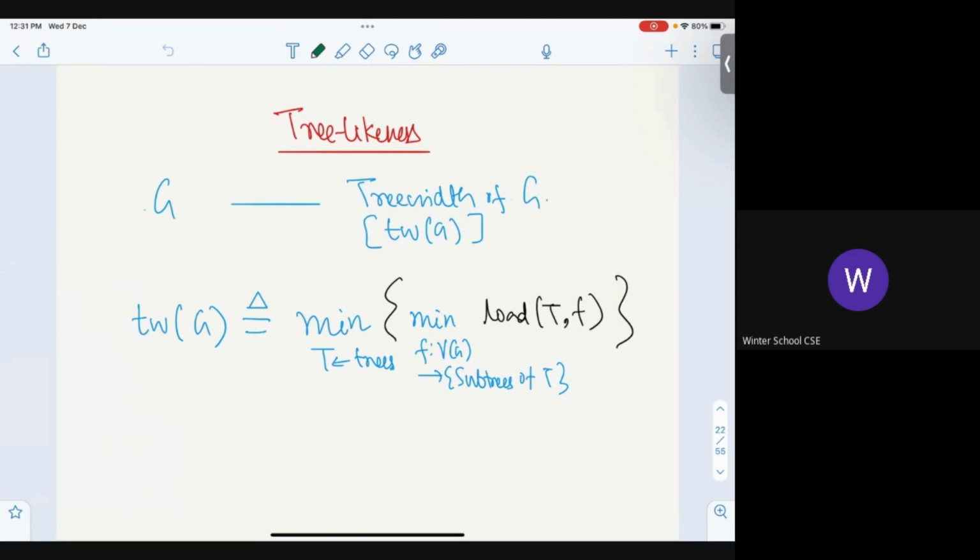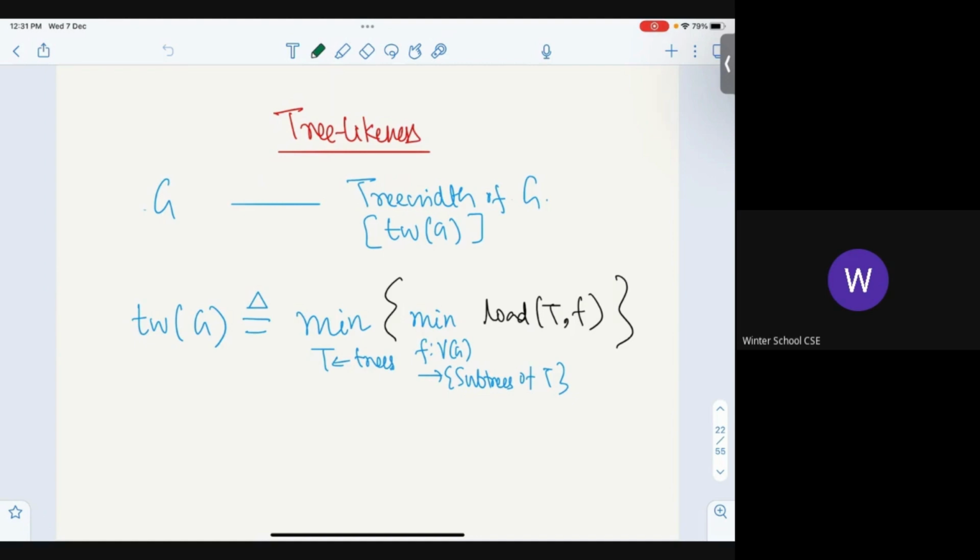Make one node, make every vertex map to that node. What is the load of this node? N. If I have an n vertex graph, the load of this node is n. So this is a trivial object that you can make. For any graph, I can always come up with such a decomposition where the load of a node is this much, right? So the game can start.